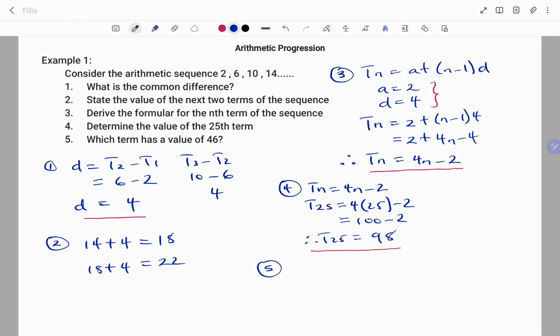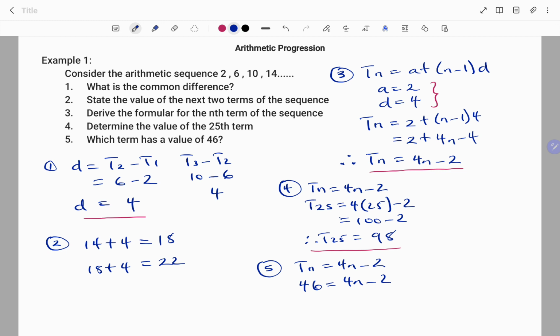Number 5, we have which term has a value of 46. Using the same formula, we have Tn equals 4n minus 2. Because we are looking for the term that has a value of 46, we have 46 equals 4n minus 2. We are looking for n, or the nth term.